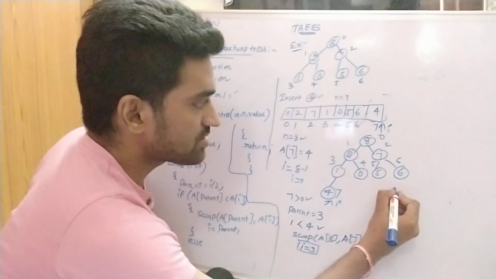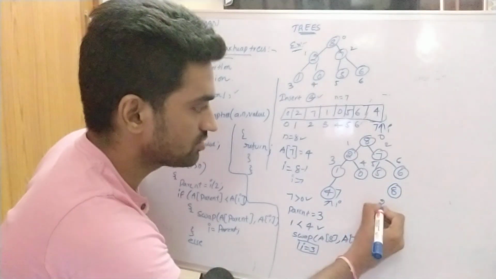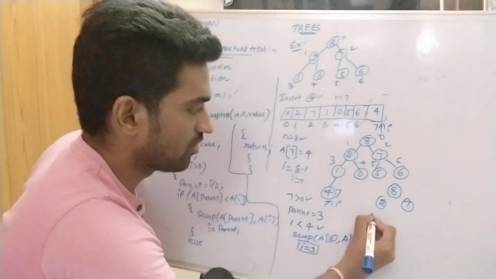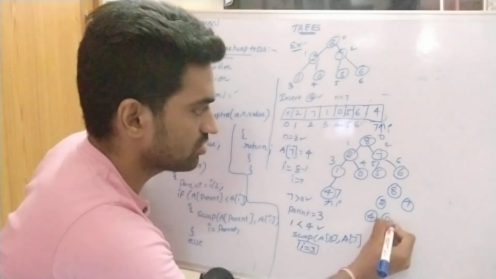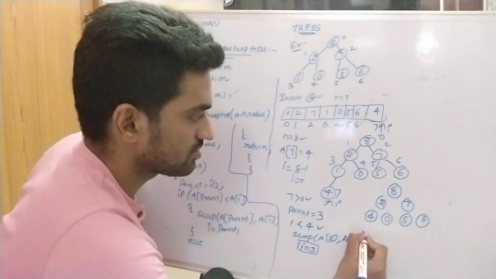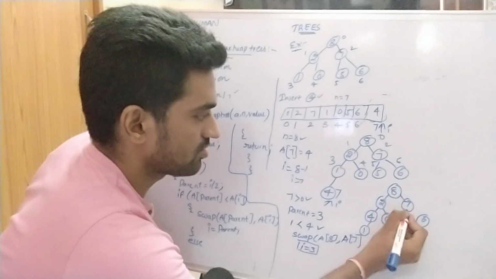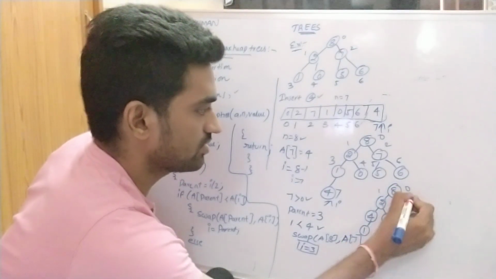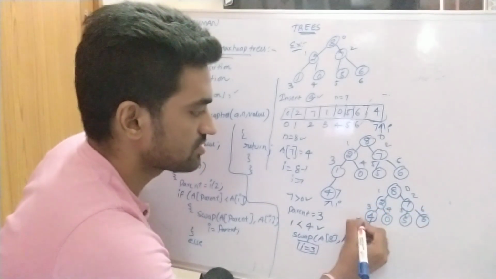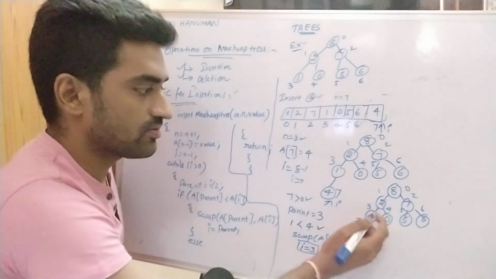So here, after swapping, the array becomes 8, 2, 7, 4, 0, 5, 6, 1, with indices 0, 1, 2, 3, 4, 5, 6, 7. So I is equal to 3.